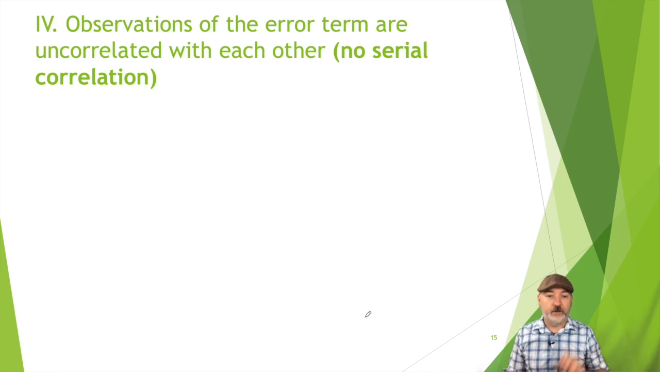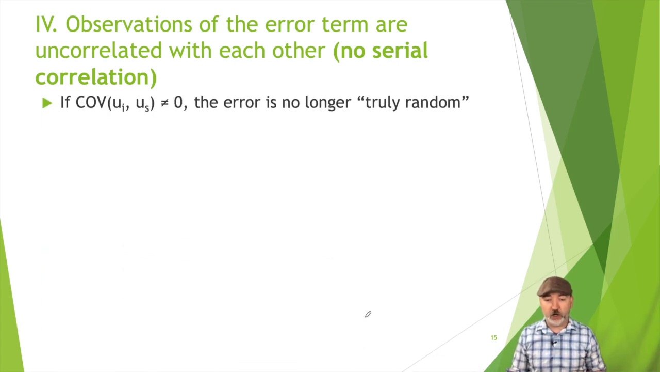Phew, okay. Next assumption, number 4. Observations of the error term are uncorrelated with each other, the no serial correlation assumption. And again, on the face of it, no problem. Errors are random, so they're uncorrelated with each other. Not always so easy.